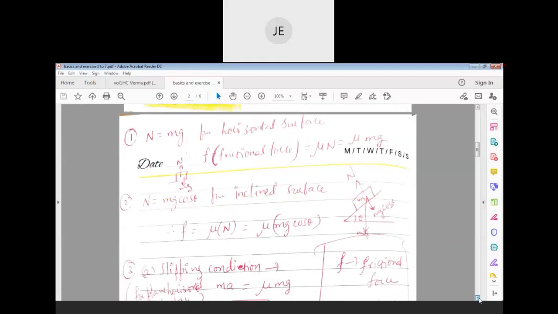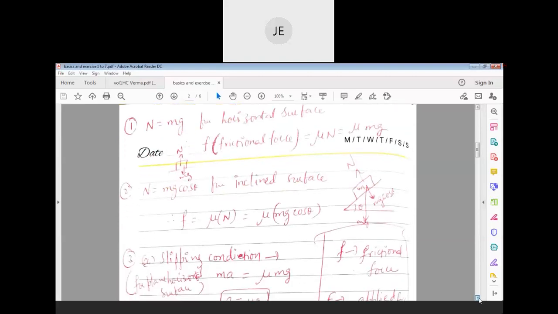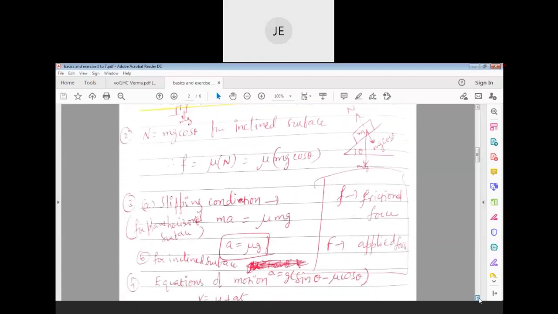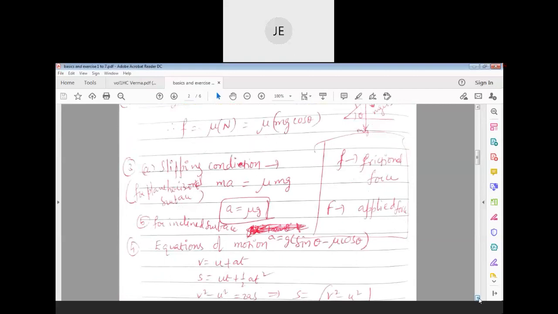So this is what I have written, some points here. First and second point we have understood. And third point, very important. Slipping condition. If in the problem slipping is given, then the net force is equal to frictional force. Then Ma is equal to mu mg, frictional force. A is equal to mu g.